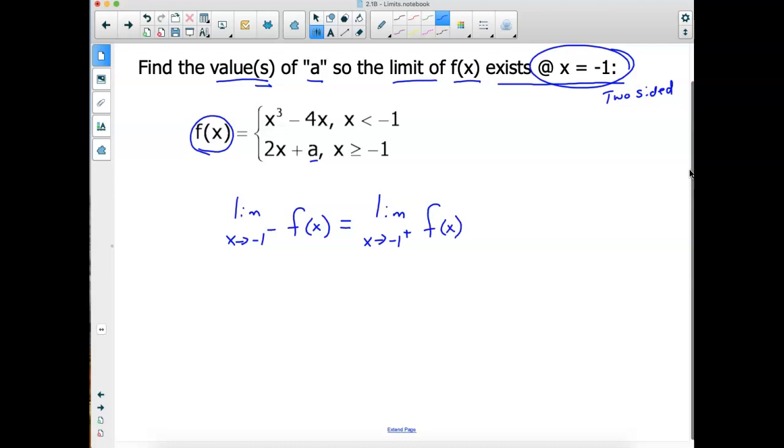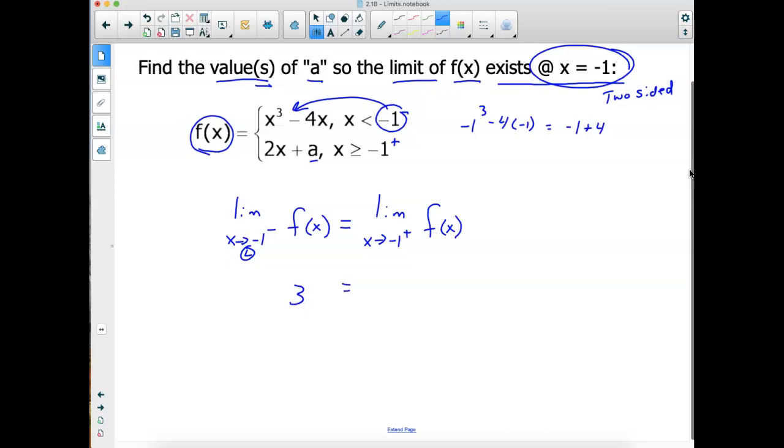Well, what is my limit as I approach -1 from the left? Well, x less than or equal, that would be left, greater than, that would be right. What is my limit? I take my -1 and I plug it in there. Well, -1 cubed, that's going to give me negative 1 to the third minus 4 times negative 1. What does that give me? Well, that gives me negative 1 plus 4. So the left-sided limit is 3, correct?